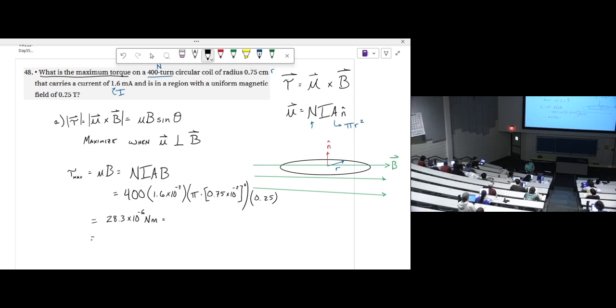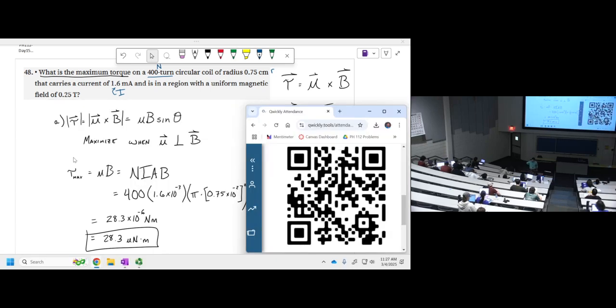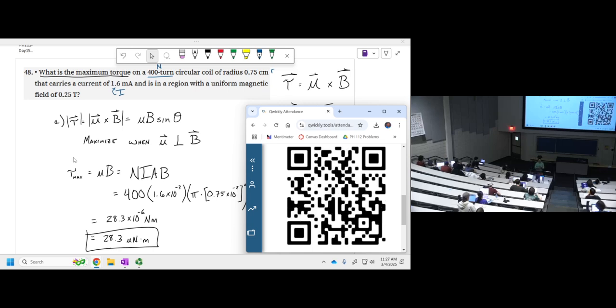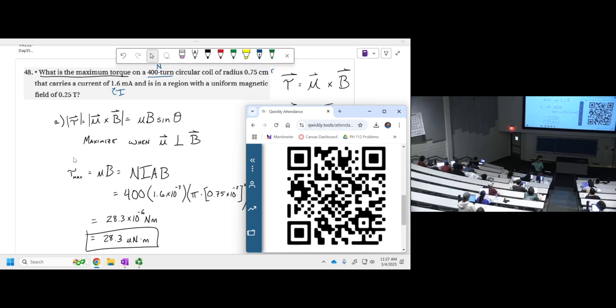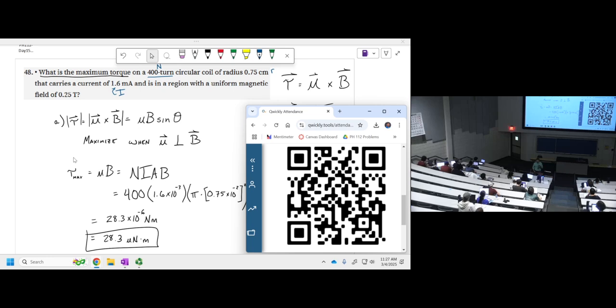Or you could say that that's equal to 28.3 micronewton meters. So a tiny amount of torque, right? I mean, you're not going to see this thing want to immediately tip over unless it's on some sort of frictionless pivot or something like that, in which case it would tip over, but very slowly, depending on the mass of the loop, the mass of the wire that creates the loop.